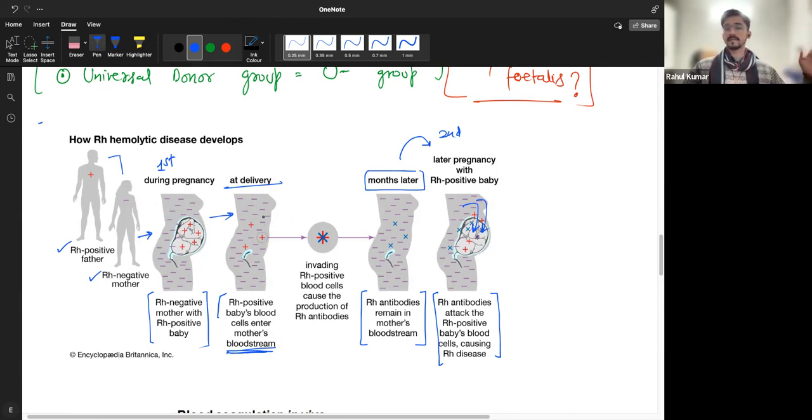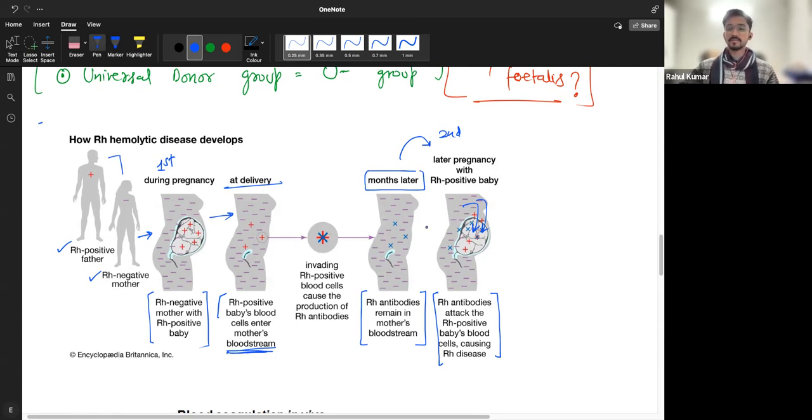the blood leaks and enters the mother's bloodstream, the mother's blood will slowly start developing antibodies against it, which we don't want, because in the second pregnancy these antibodies can go and start killing the Rh positive cells of the baby if the second baby is also Rh positive. So this condition is called erythroblastosis fetalis.